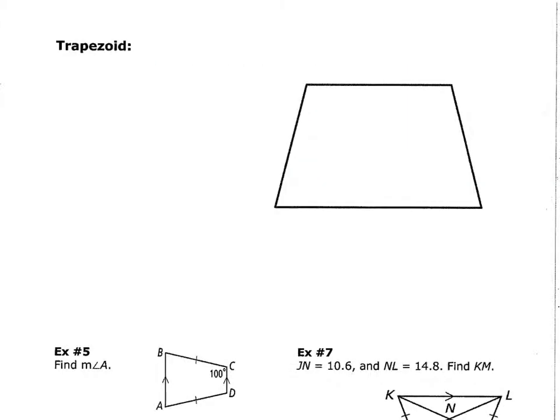Okay, second thing we're going to talk about today is the trapezoid. What you need to know about a trapezoid is that it is a quadrilateral with exactly one pair of parallel sides. They also have base angles that are congruent. So on your parallel sides, you're going to have base angles that are congruent to each other, and that is on the top and the bottom. So these would be congruent to each other.